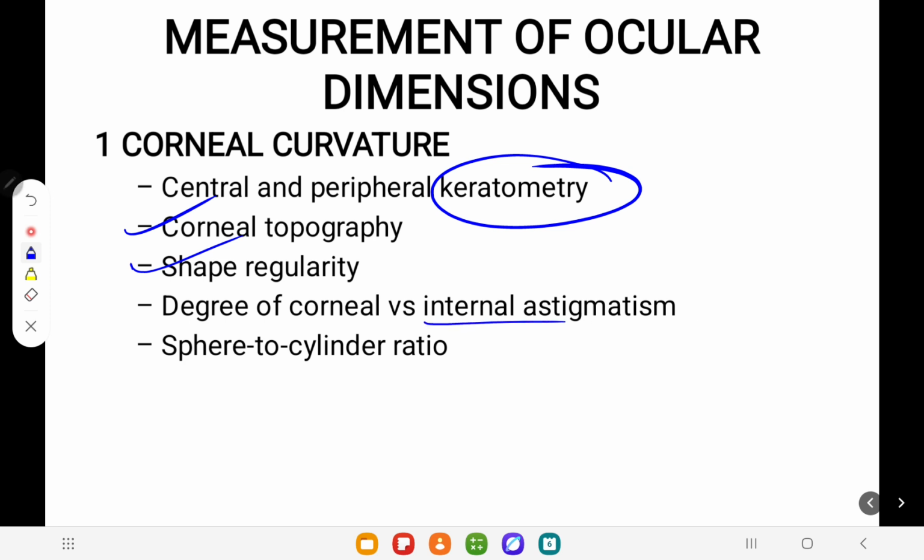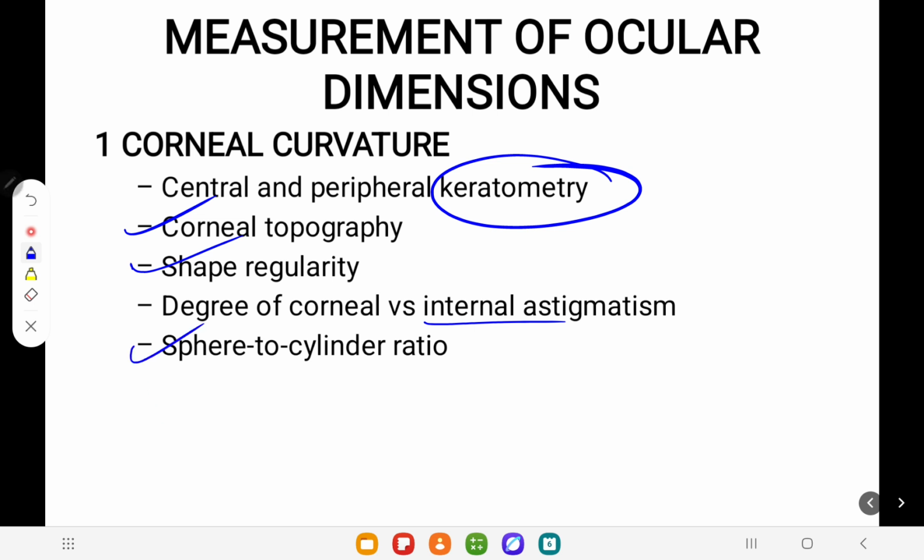Internal astigmatism means astigmatism except the front surface of the cornea. Astigmatism because of the posterior surface of the cornea, or the lens, or tilting of the lens, or tilting of the position of the macula, or whatever. Okay.